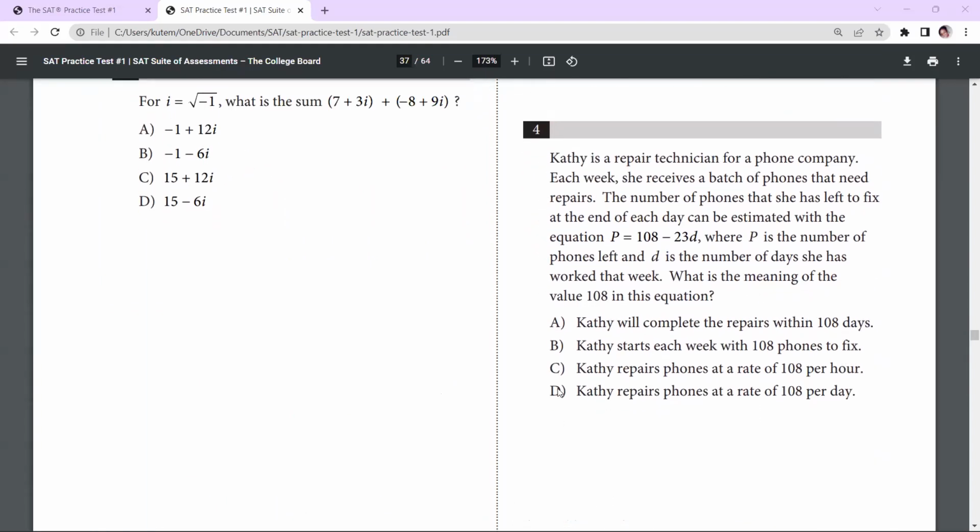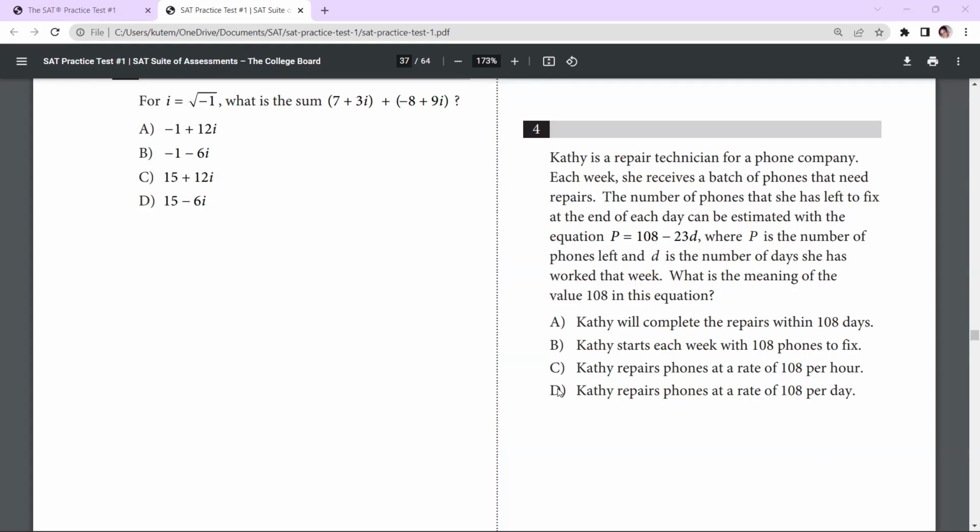Question 4 says, Kathy is a repair technician for a phone company. Each week she receives a batch of phones that need repairs. The number of phones that she has left to fix at the end of each day can be estimated with the equation P is equal to 108 minus 23D, where P is the number of phones left and D is the number of days she has worked that week. What is the meaning of 108 in this equation?